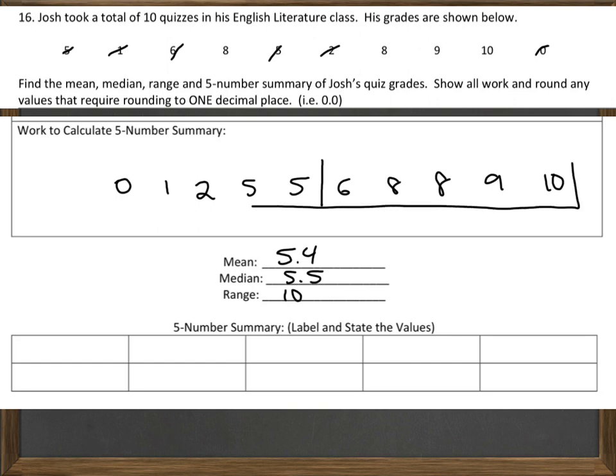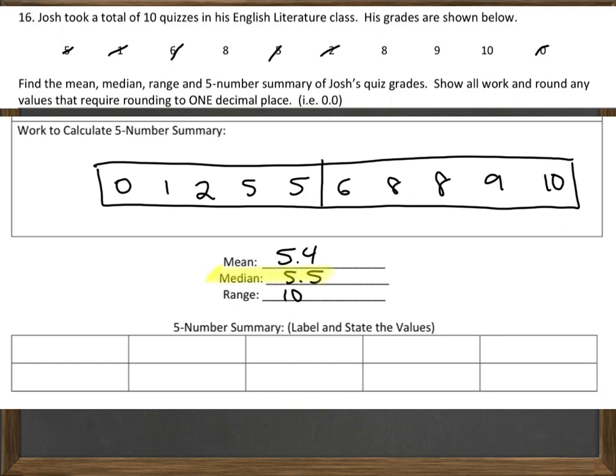We've already found the middle number. Okay, and the middle number, as you can see here, was 5.5. So remember the 5-number summary, and this is something you need to know for a test. It's not going to be given to you. It consists of the minimum value and the maximum value. Then it consists of the median, but when we do a 5-number summary, we don't call it the median, we call it Q2. And then we have Q1 and Q3. Again, Q2 is the same as the median.